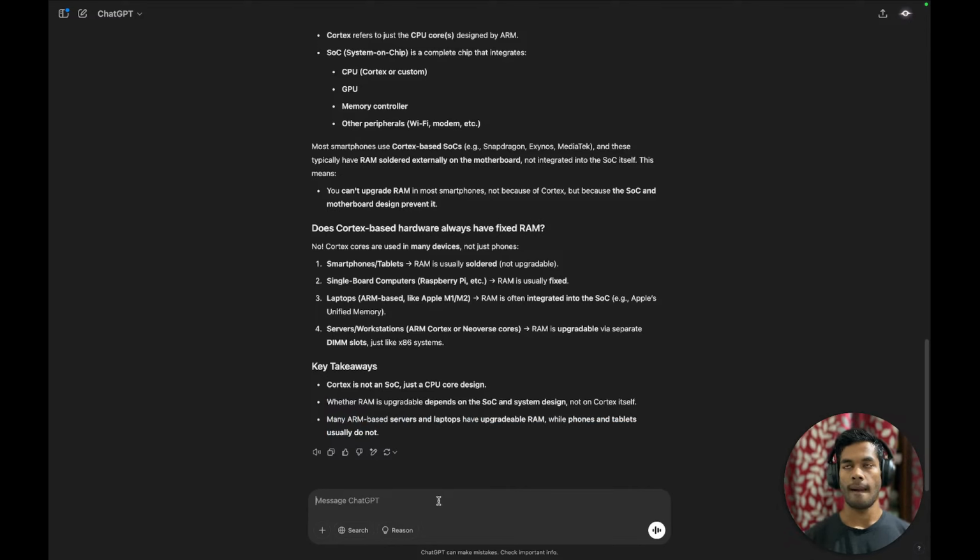So, okay, you said that Snapdragon, that Qualcomm, has its own design for the ARM ISA, but you also said that it uses Cortex at some places. So why is that?